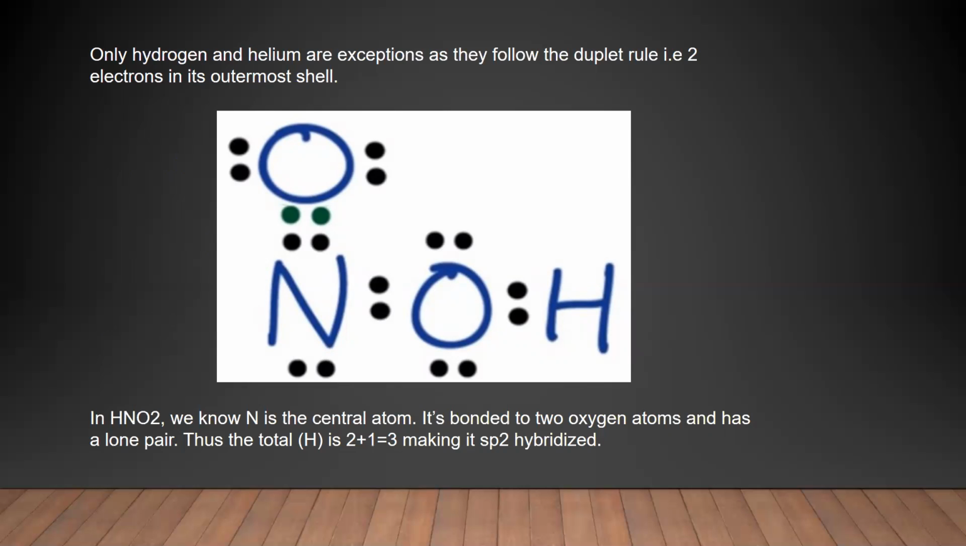In HNO2, we know nitrogen is the central atom. It's bonded to 2 oxygen atoms and has a lone pair. Thus, the total is 2 plus 1, which equals 3, making it sp2 hybridized.